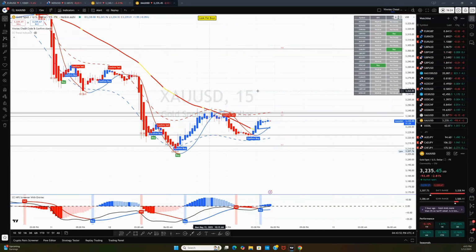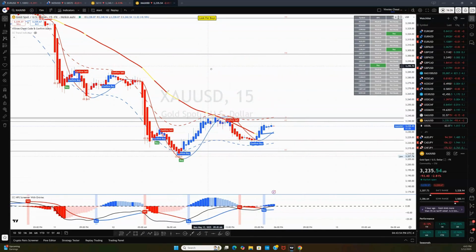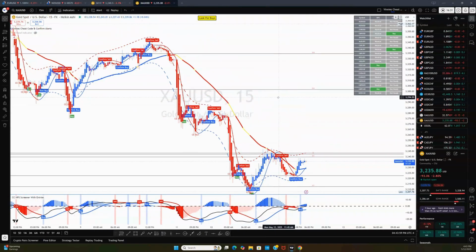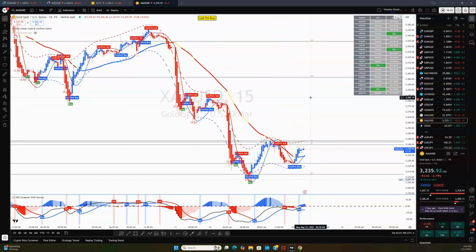So that is how we use the system in a nutshell. I'll be making more videos updating you guys on the same exact steps, same exact rules that I take to find these trades. And this is how we're consistently profitable, by using a system. Okay, system that does all the work for you.